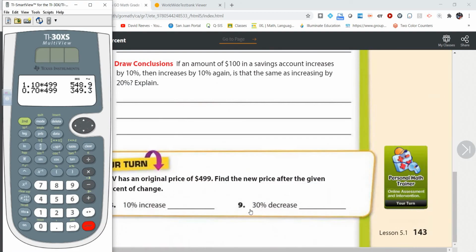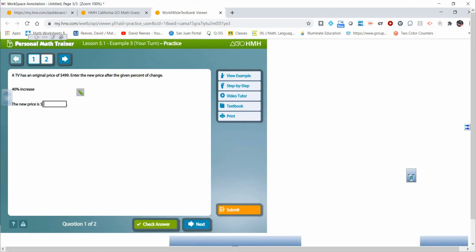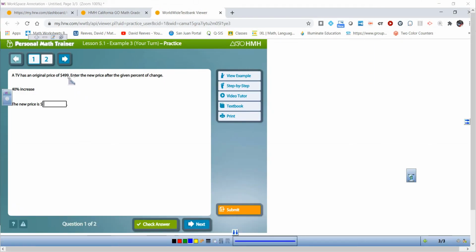All right. So let me do just a couple more examples for you, and then this video will be done and we'll be going on to our next video. Okay, so this one right here says a TV has an original price of $499. Again, they're sticking with the same price here, but now they want to do a 40% increase.